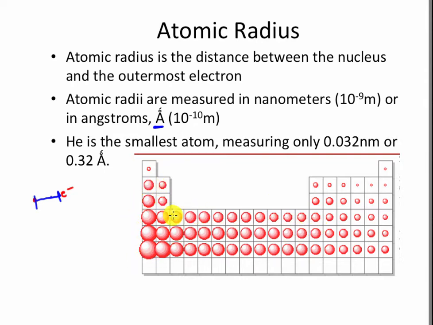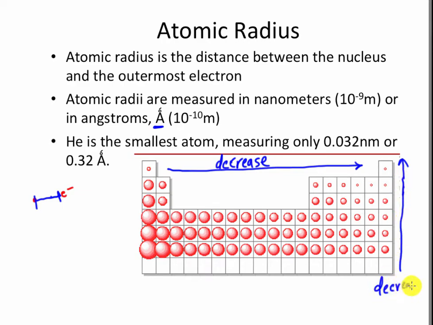As you can see, as we go from left to right on the periodic table, the overall size of the atom decreases from this side to this side. So as we move from left to right, we see that the atomic radius decreases, and as we go from bottom to top, the atomic radius decreases as well. So we see another decrease in our atomic radius. Essentially, the smallest atom is going to be helium, and our largest atom is cesium.